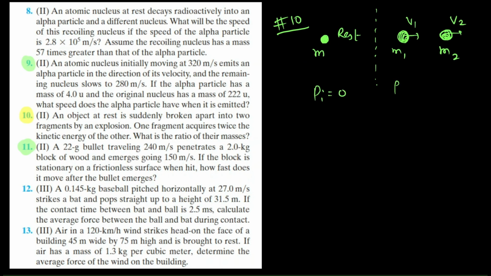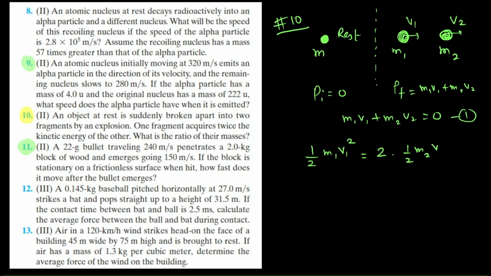Initial momentum is 0. I hope you agree with me. And the final momentum is m1 v1 plus m2 v2. Makes sense? All right. So can I say that m1 v1 plus m2 v2 is equal to 0? Yeah, because the momentum is conserved. And now, as you were saying, the kinetic energy of one of the fragments is twice the kinetic energy of the other fragment. The 2 and 2 is gone.